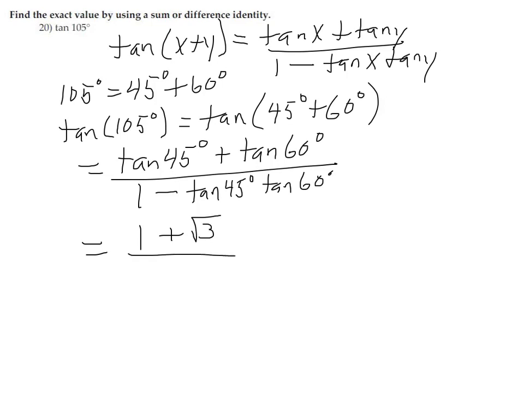You might have it memorized. I think through it each time. It's all the same if you know the final answer. 1 minus 1 times square root of 3. So we have 1 plus square root of 3 over 1 minus square root of 3. And that's it for number 20. Okay, next question.